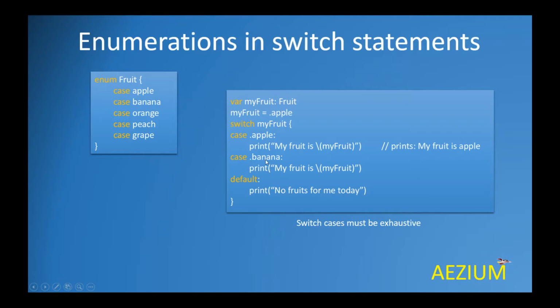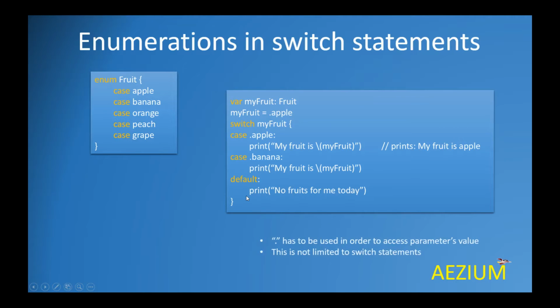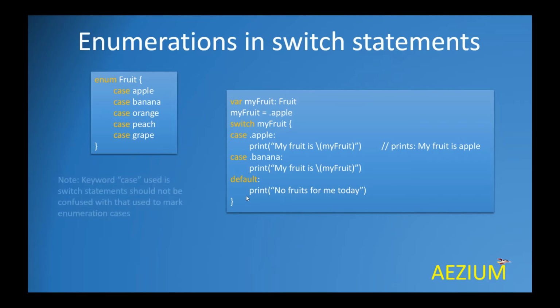The other thing to note is that, like all the other switch statements, the cases will have to be exhaustive. We either have to list all of these enum cases here. If we don't, we have to use default to make sure that the exhaustive nature of switch is preserved. Finally, make sure that the keyword case, which is used in the definition of an enum, is not confused with the keyword case, which is used in switch statements. These are 2 different things.